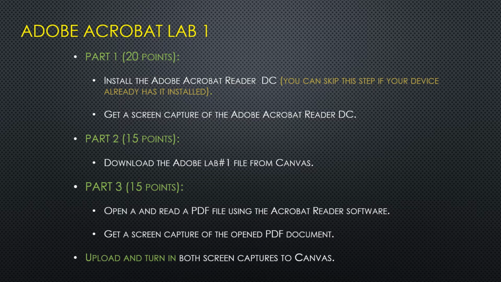So in part 1, we're going to get a screen capture of your installed Adobe Acrobat Reader DC software. In part 2, we're going to download the lab file from Canvas, and in part 3, we're going to open that file with the Reader software and get a screen capture of that. So you'll be uploading 2 files, which are screen captures, which you will turn in on Canvas.